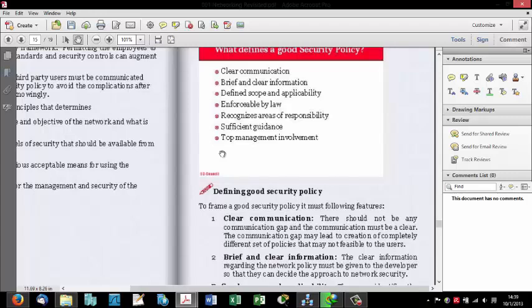Okay? The last two, the one before the last: sufficient guidance. You should tell what it is.